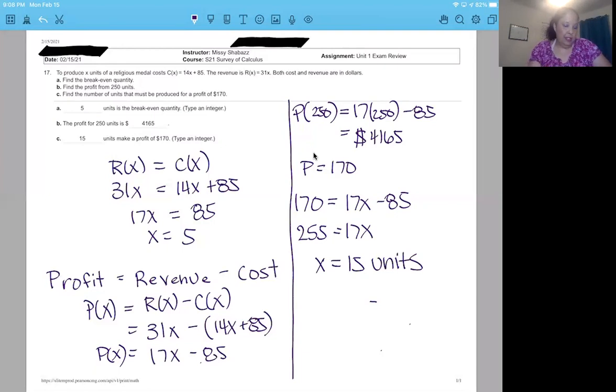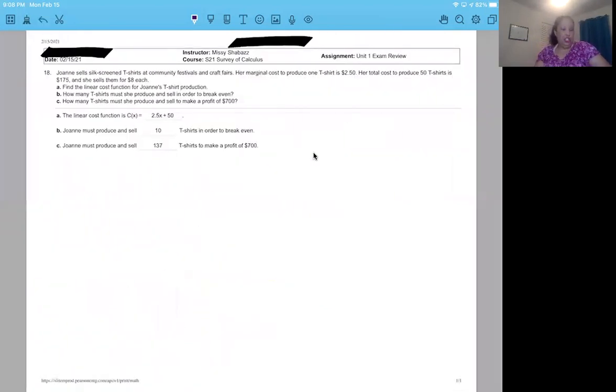All right, next question. This is question number 18. Joanne sells silk screen t-shirts at common community festivals and craft fairs. Her marginal cost to produce one t-shirt is $250. Her total cost to produce 50 t-shirts is $175. And she sells them for $8 each.